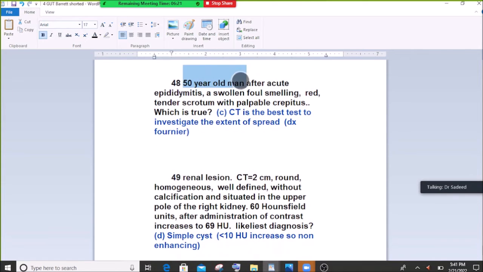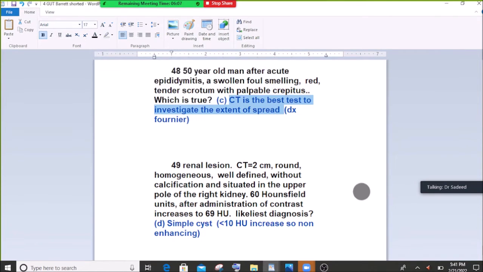Question 48, a 50-year-old man after acute epididymitis, foul swelling, red tender scrotum, which is true? CT is the best test to investigate the extent of spread. Diagnosis Fournier gangrene, in that we do a CT scan, which is best to investigate the extent of spread.